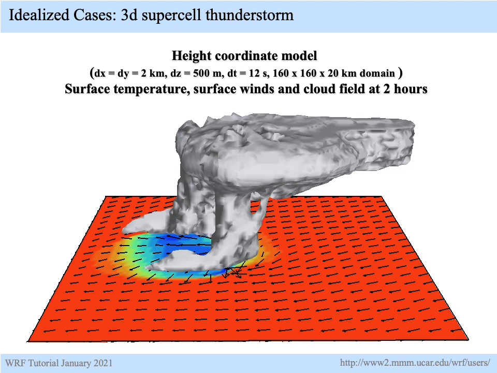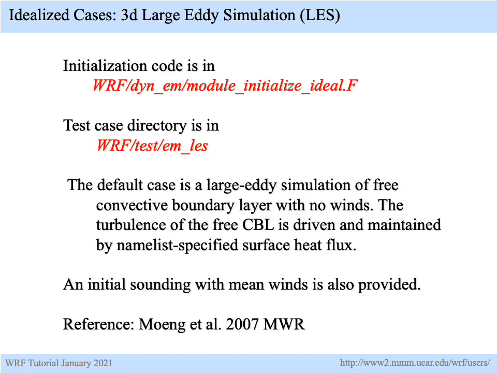The Eulerian mass version of WRF, which followed on from this height coordinate version model, reproduces this solution, and you can produce it yourself. Large eddy simulation applications refer to those that resolve the largest eddies in the turbulent atmospheric flow. More technically, they're resolving the inertial subrange in the kinetic energy spectrum.